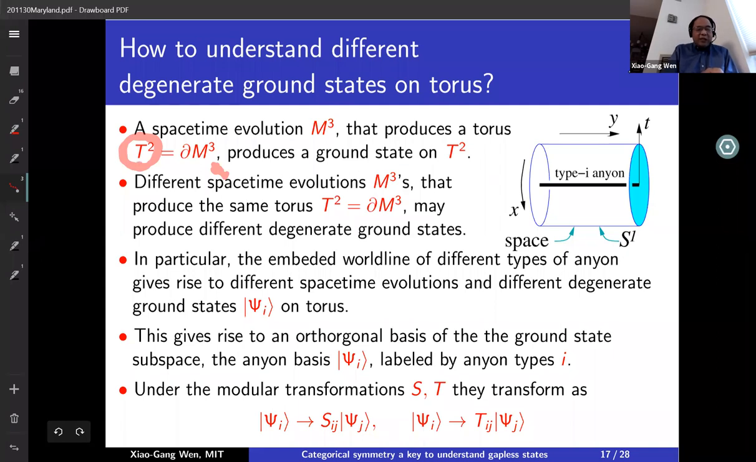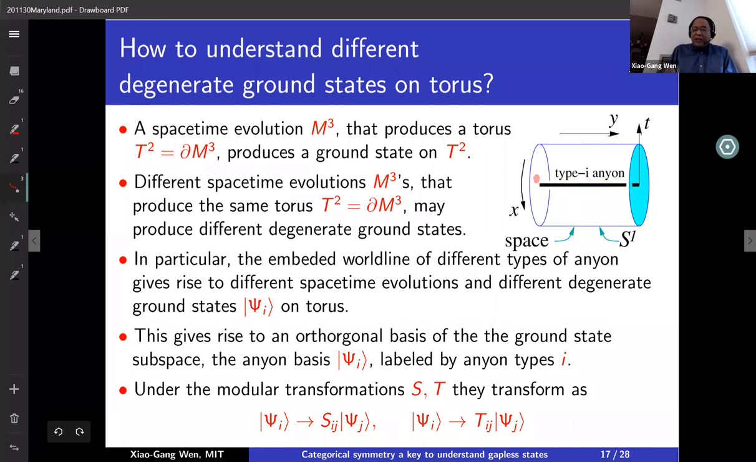And in this picture, we can see that a different choice of three-dimensional space-time, which has the same boundary, may evolve into different ground states on the boundary. We may have a different ground state. In particular, we can choose our space-time to be a cylinder, a solid torus, and the surface of the solid torus is our space. And this different space-time is obtained by inserting different world lines of anyons in the middle of the solid torus, but they never come close to the boundary.